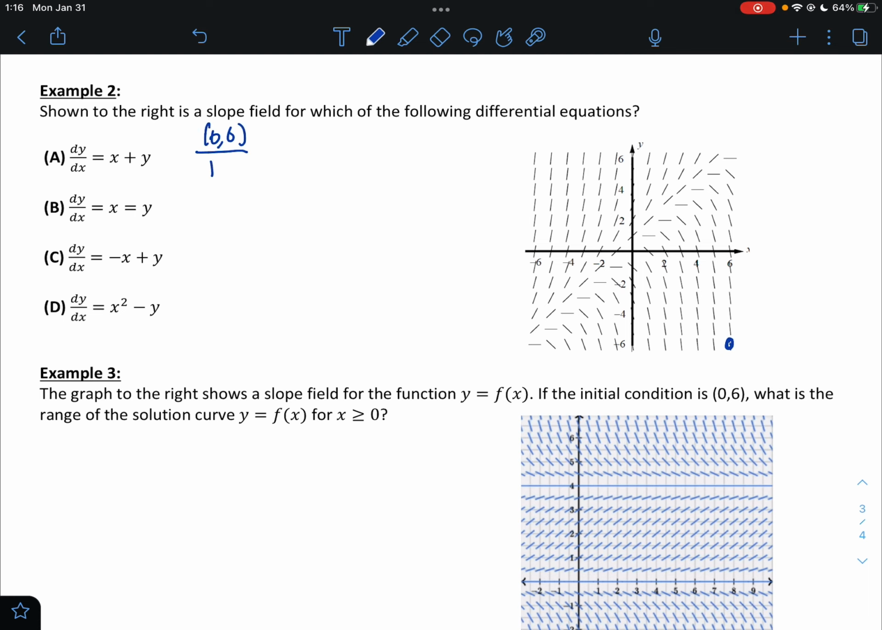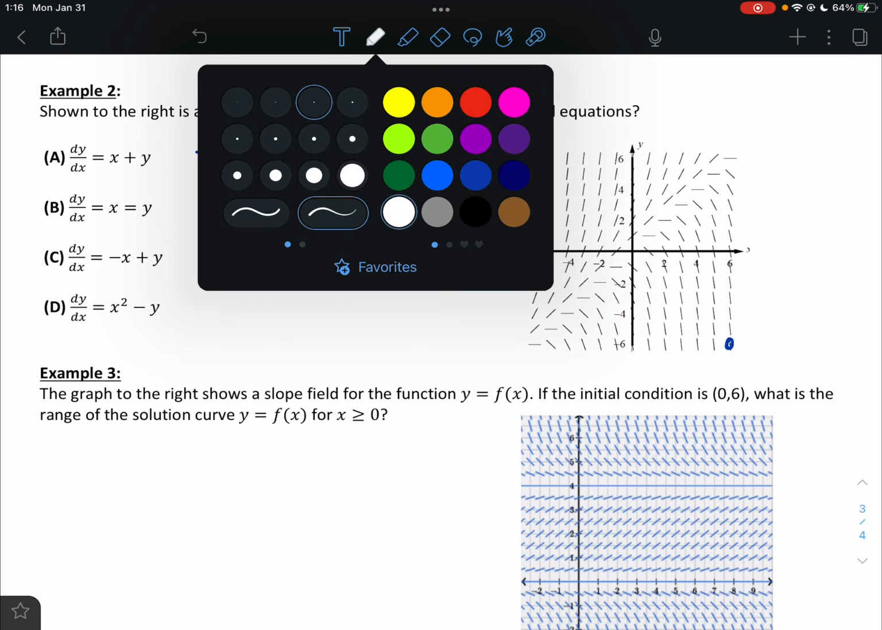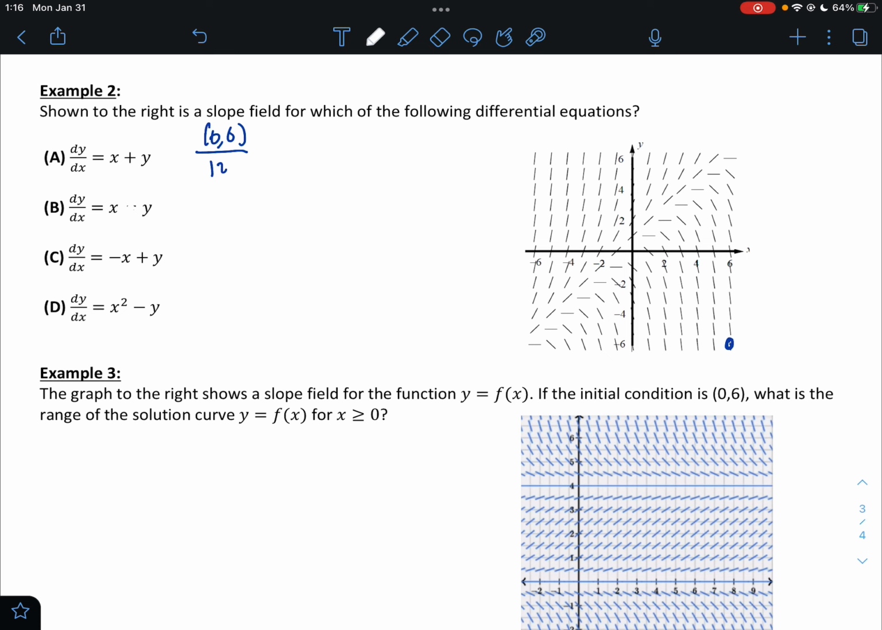So for 6, 6, the first one would be 12. Well, the second one, this is supposed to be x minus y, so that would be 0. Negative x plus y would also be 0. And x squared minus y would be 36 minus y, or 30. Of course, I plotted 6, 6 in the wrong spot. 6, 6 would be up here.